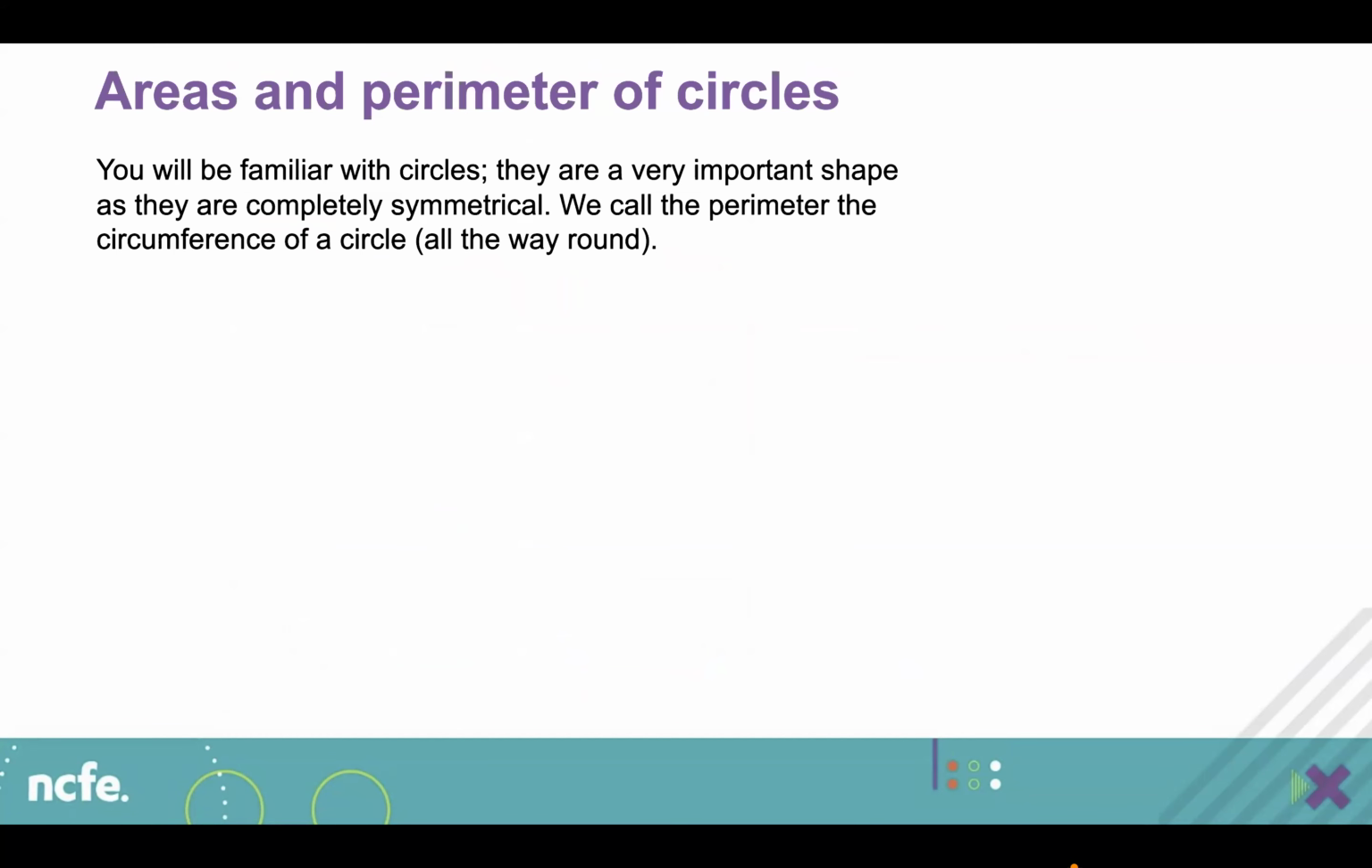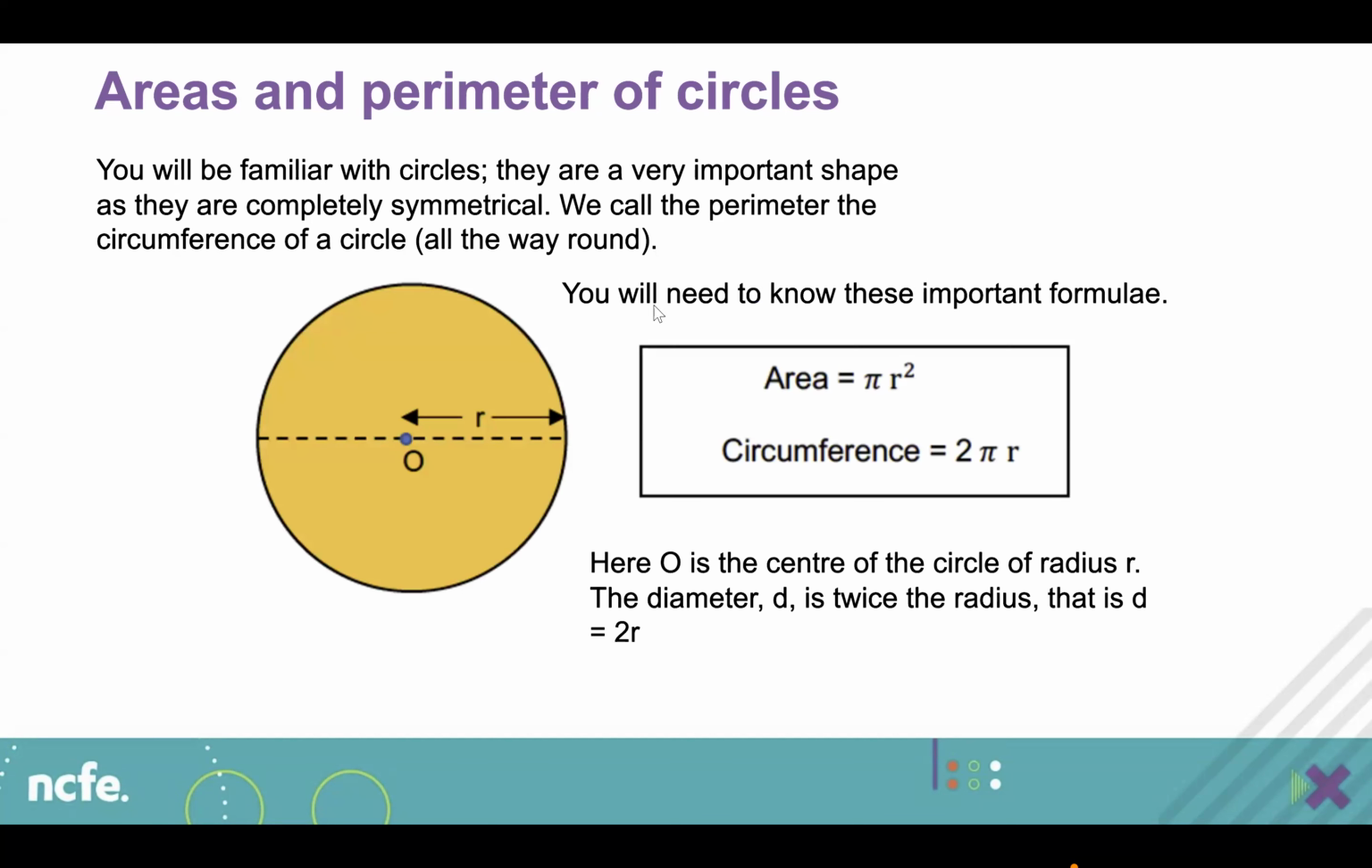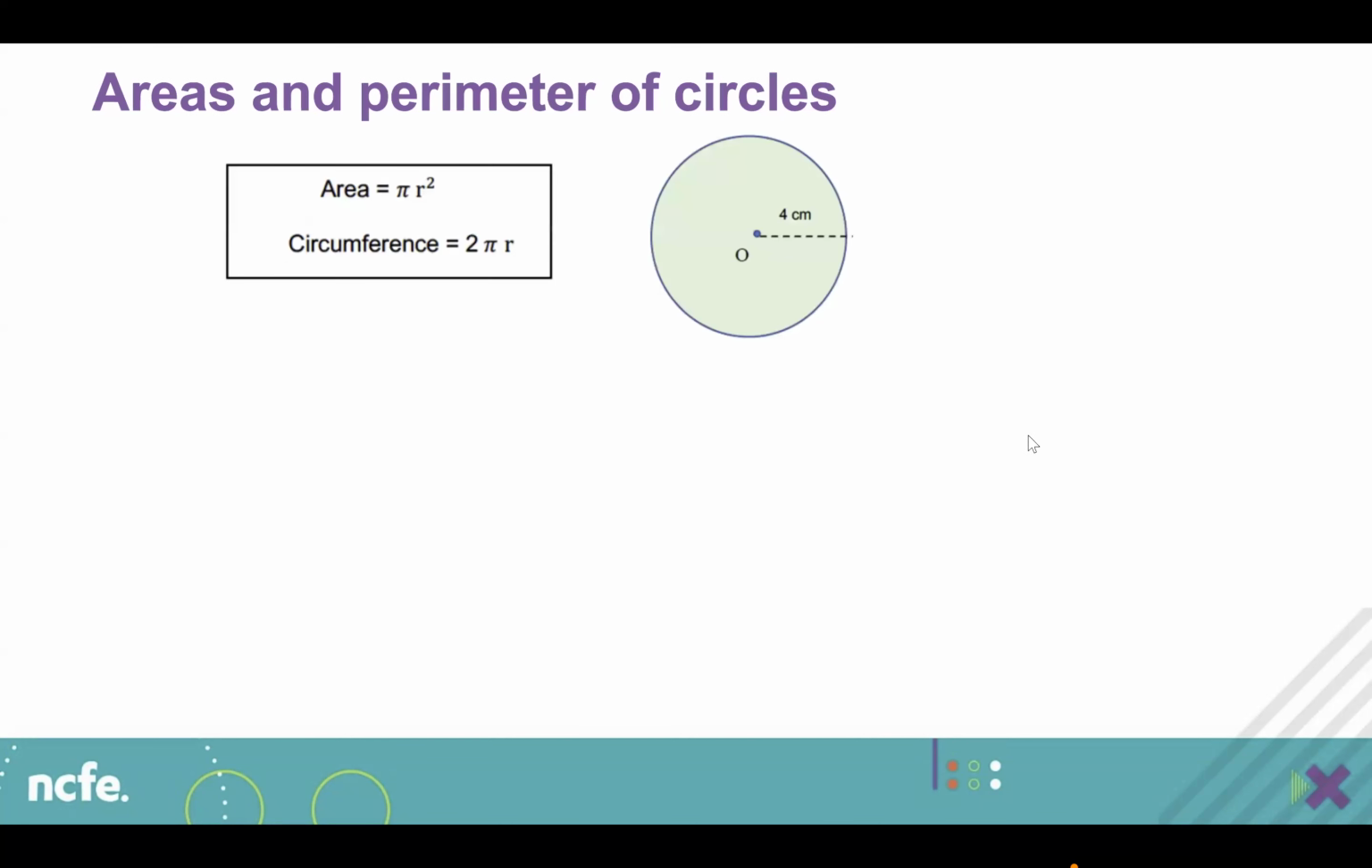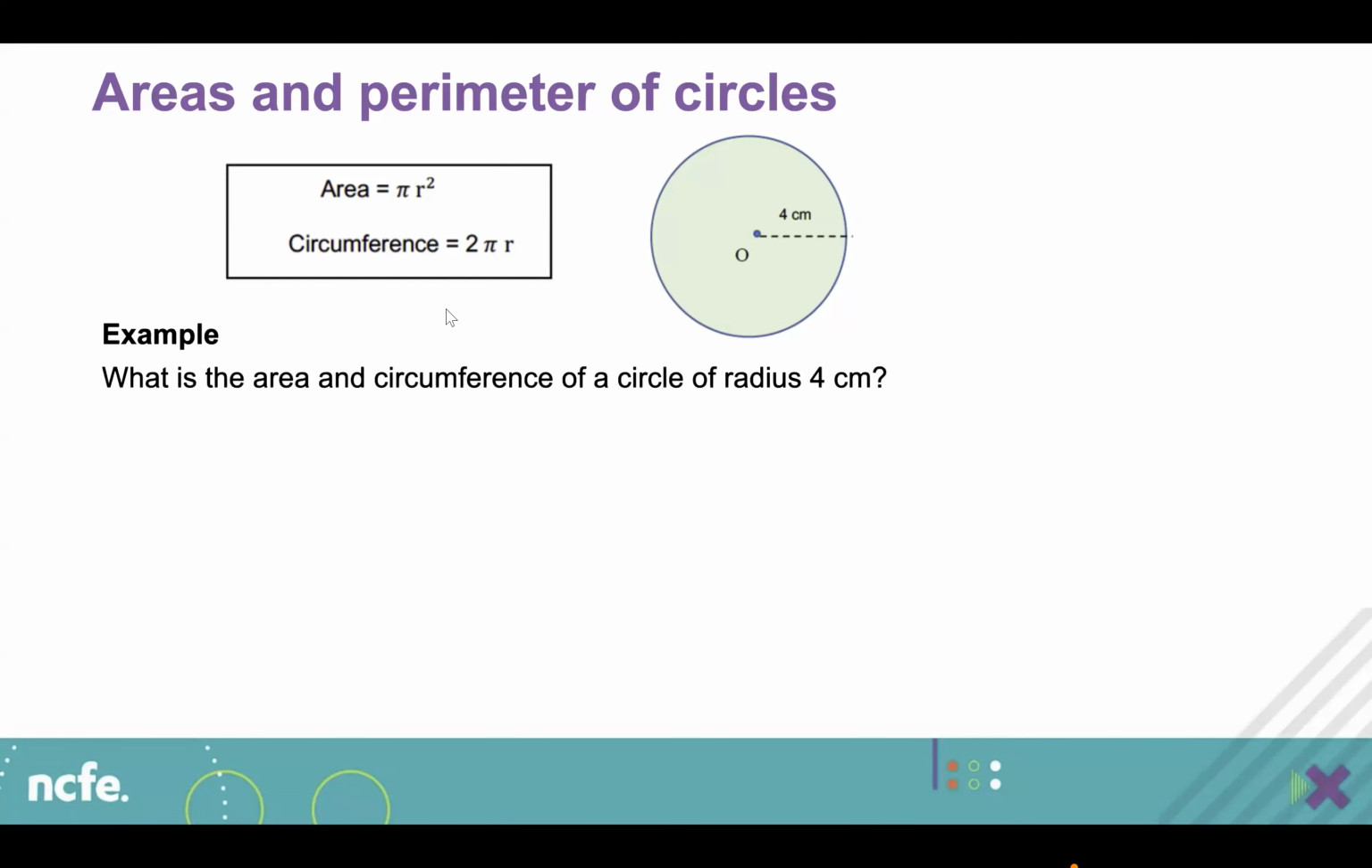Area and circumference of the circle. You will be familiar with circles. They are a very important shape as they are completely symmetrical. We call the perimeter the circumference of a circle, all the way around. You will need to know these important formulas. So area is pi r squared and circumference is 2 pi r. We know pi as 3.14 normally.